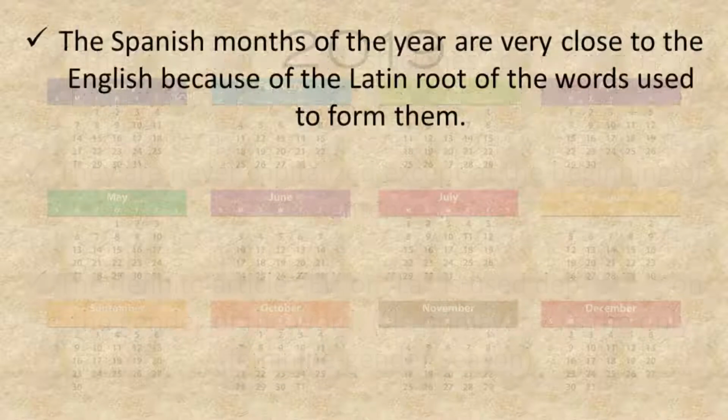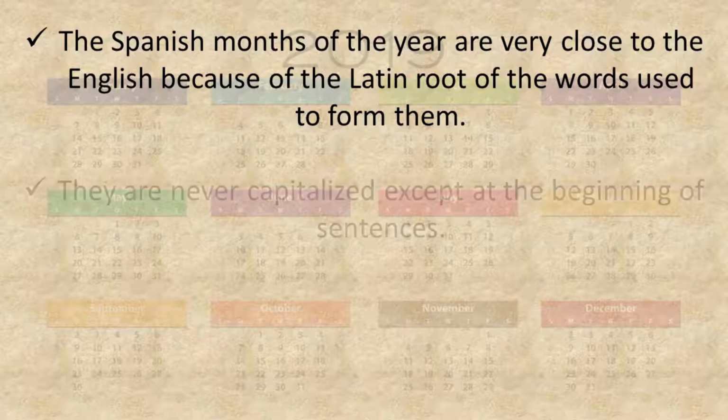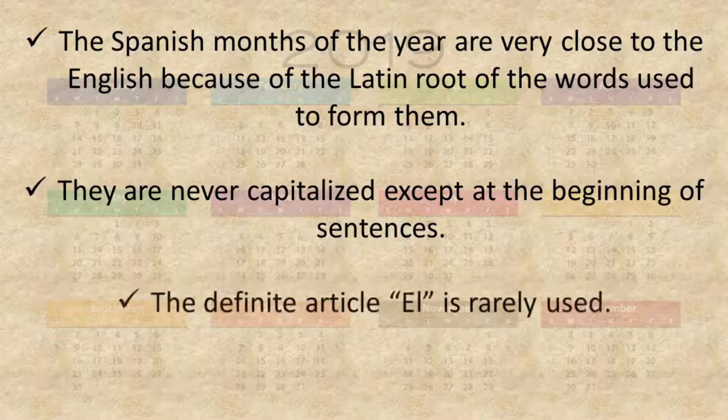Where the months are concerned, Spanish months of the year are very close to the English because of the Latin root of the words used to form them in both languages. They are never capitalized in Spanish except at the beginning of sentences. The definite article el is rarely used.